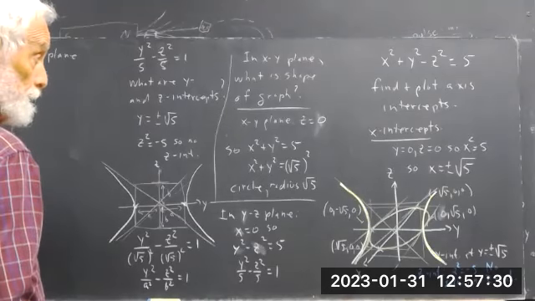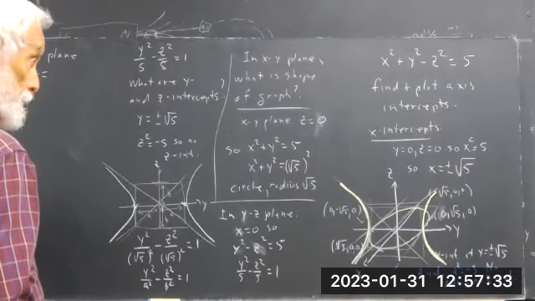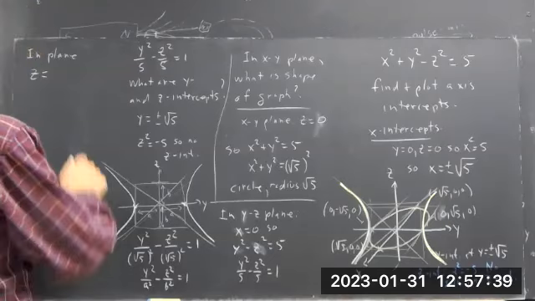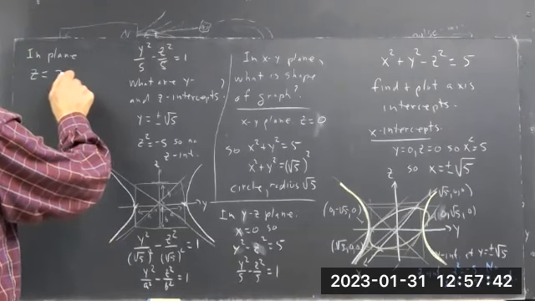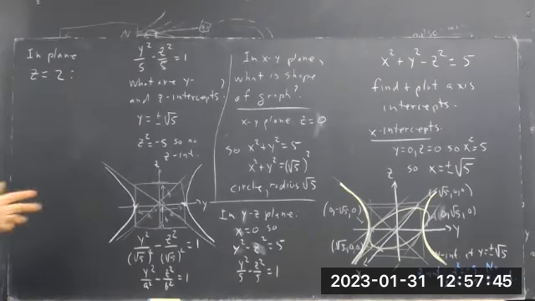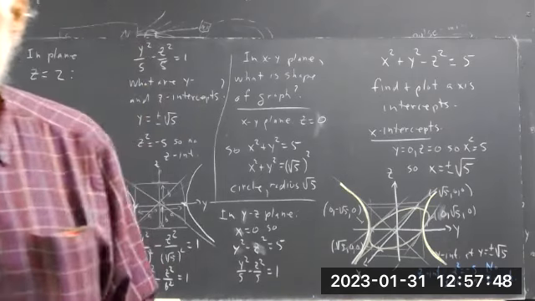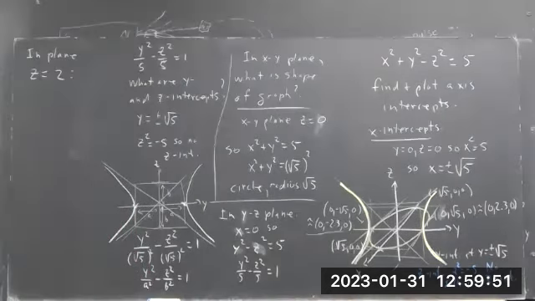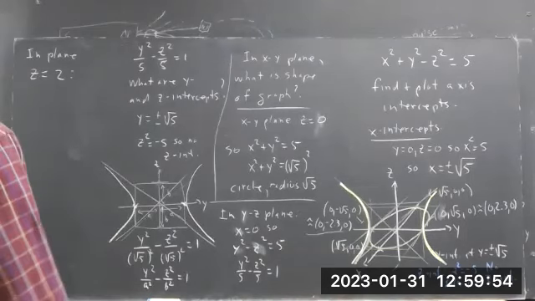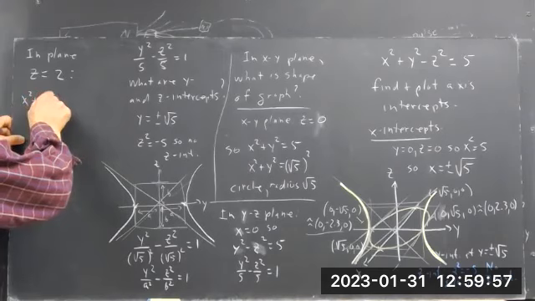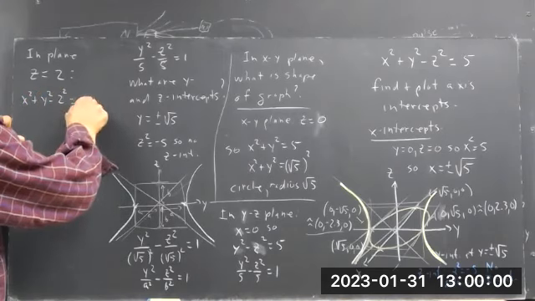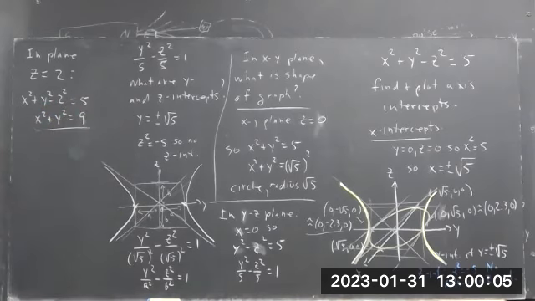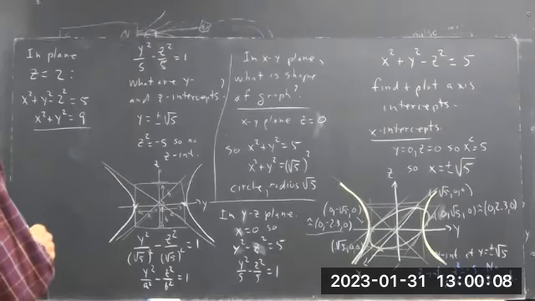What about in the plane z equals 2? So what's your equation in the plane z equals 2? Okay, in the plane z equals 2, you have everybody got that? Very cool. So it's a circle of radius 3.